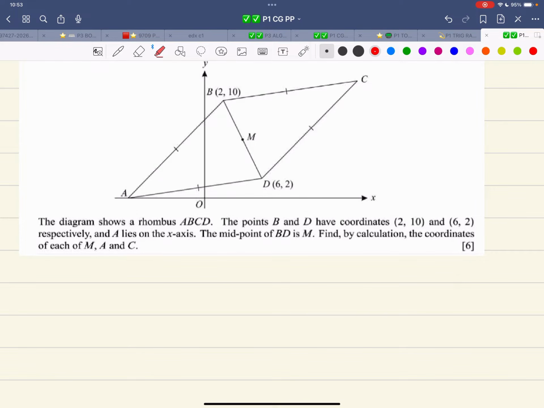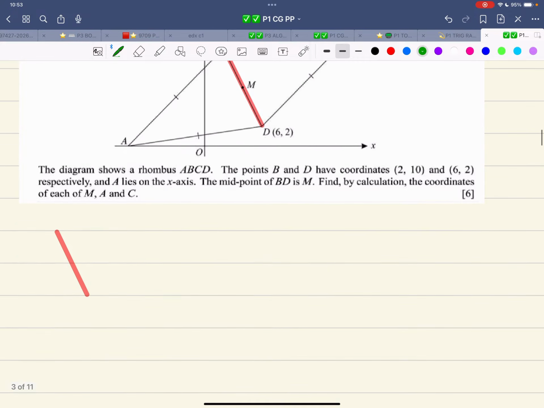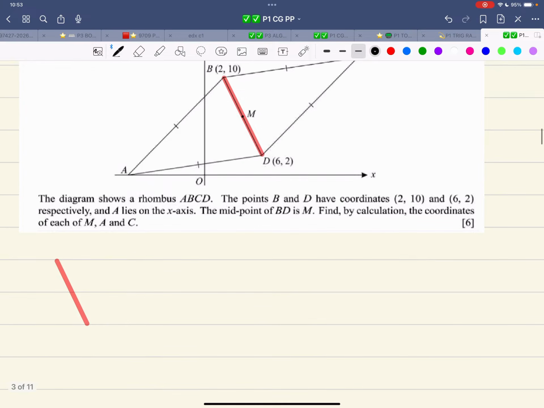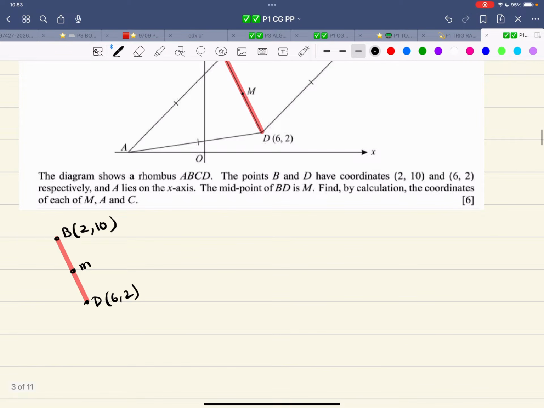Now first of all, let me do some coloring over here. And first of all, let me label this line over here. That is a very thick line. Let me make it lighter. So this is AD. So now if I focus on this line, therefore let me choose a black marker. That is B, which is 2, 10. And this is D, that is 6, 2. And somewhere over here is your M. So M is the midpoint, it says that.